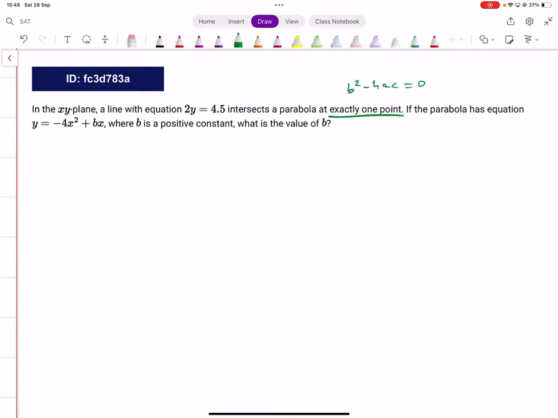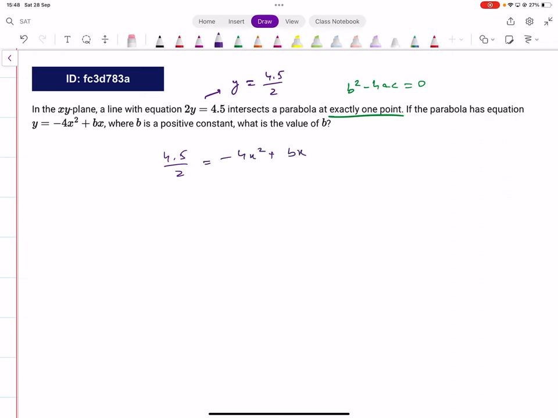It's a quadratic expression. A line meets a quadratic function at exactly 1 point. b square minus 4ac is equal to 0. What's the value of b? Make y the subject here. y equals 4.5 over 2. Put that in the other equation and you get 4.5 over 2 equal to minus 4x squared plus bx.